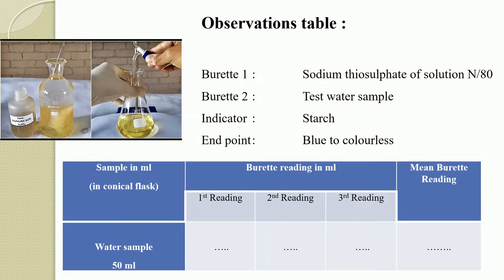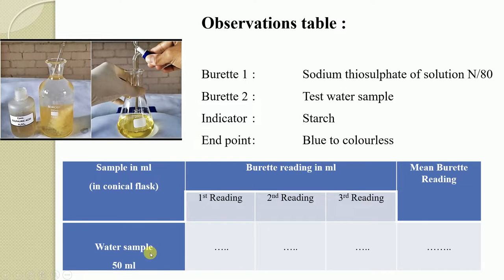And coming to the observation table. In the burette, first we are going to take the sodium thiosulfate solution, that is of concentration 0.025 normal. Then in the conical flask you take the water sample, exactly 50 ml of the sample, directly from this yellow solution. We are using starch as an indicator, and the end point is blue or yellowish to colorless. So this is the observation table.